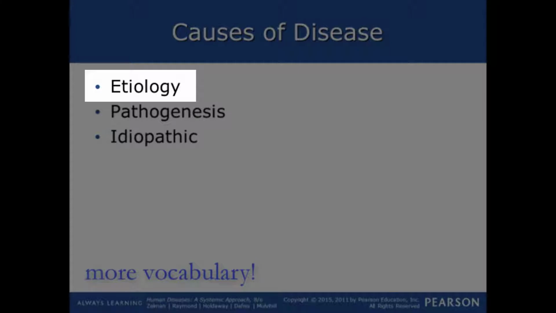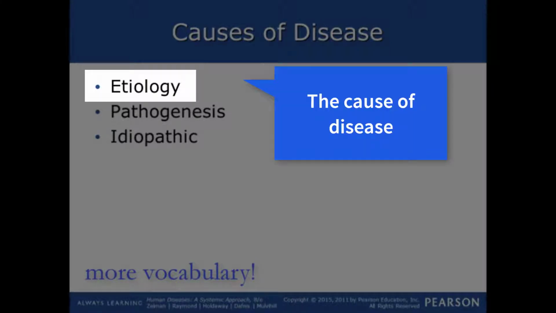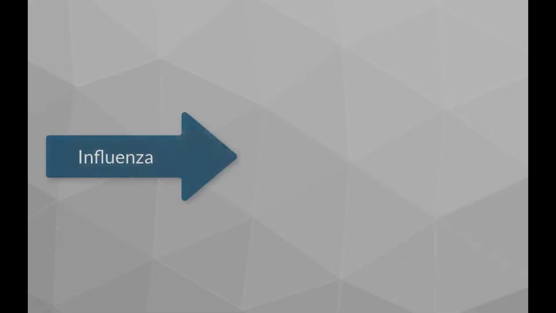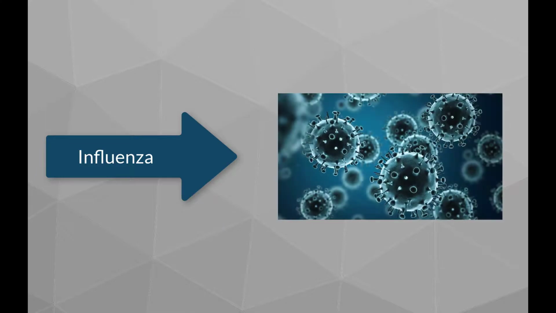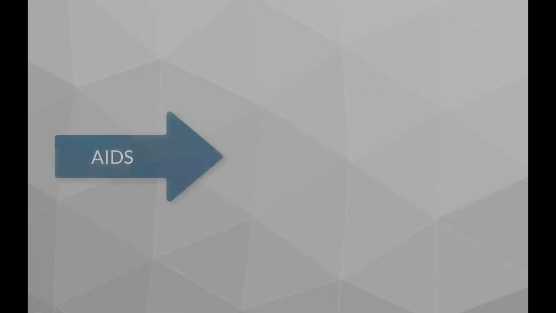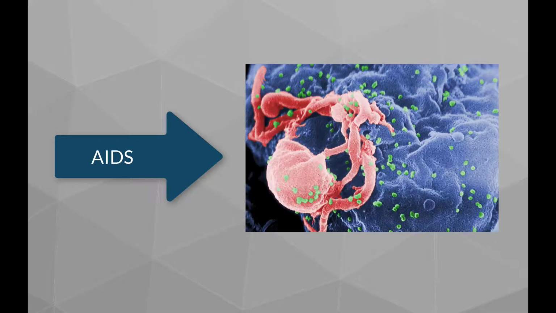Etiology, this refers to the cause of disease. So now we're talking about causes of disease. So for example, influenza, the cause of the disease is the influenza virus. When we're talking about AIDS, for example, acquired immunodeficiency syndrome, the etiology is the virus.